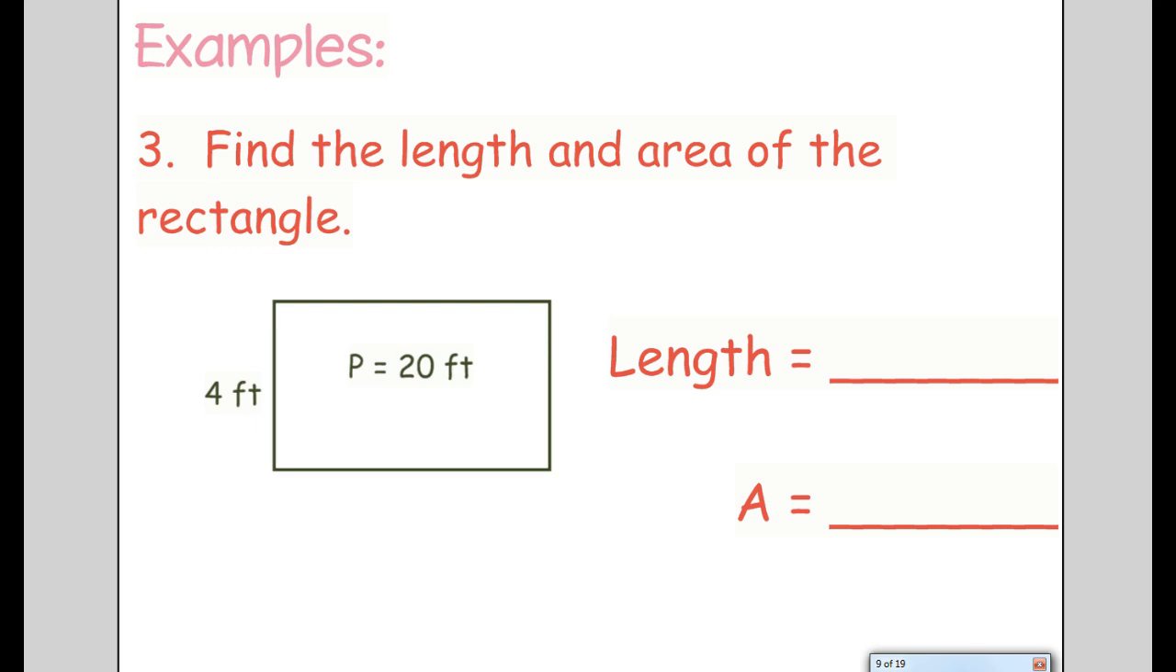Here's 20. Oh no, you don't do that here. You only do this one because it's right. Isn't it a right triangle? Perimeter's 20. All 4 sides equal 20. So you need to figure out your missing side.